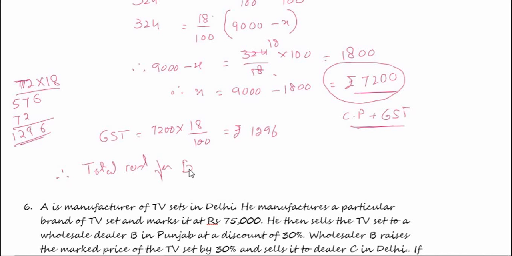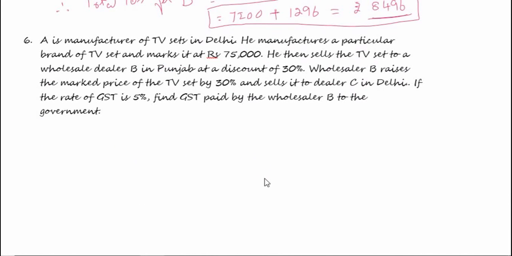Therefore total cost for B is equal to his CP plus GST. CP is 7,200 plus the GST paid is 1,296. So the total amount is rupees 8,496. Next problem, the last problem I'm going to solve in this module.